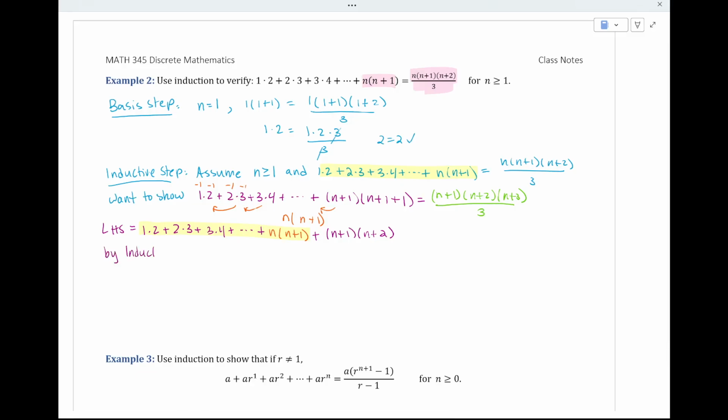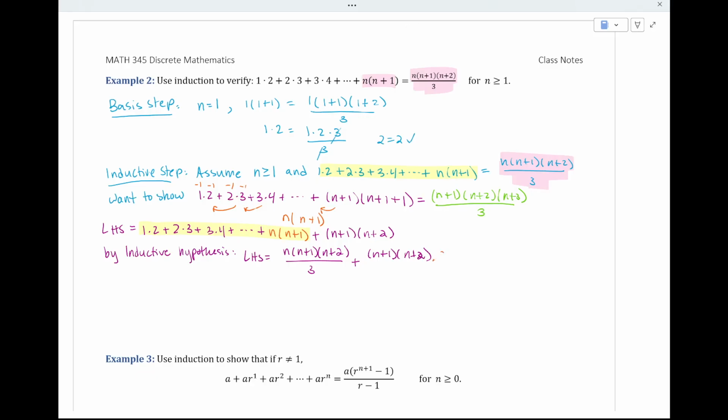By inductive hypothesis, the left-hand side is, now I'm going to be substituting, instead of this yellow thing, I'm going to put in this pink thing. n times n plus 1 times n plus 2 over 3 plus n plus 1 times n plus 2. And now I'm going to do a little bit of algebra here to see if I can get this purple thing that I have here to turn into this green thing.